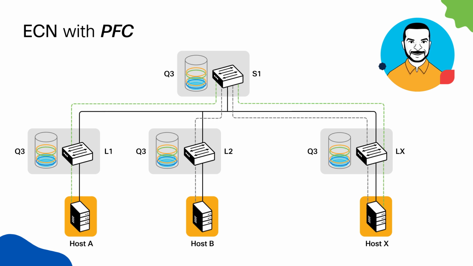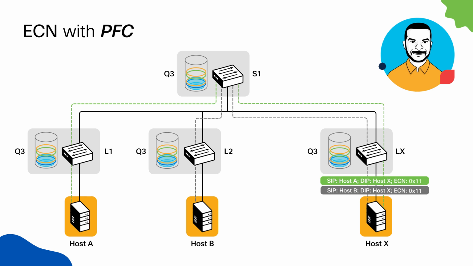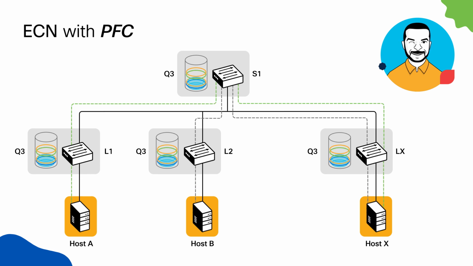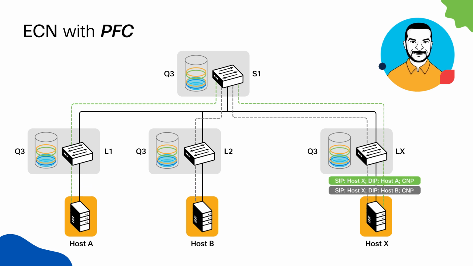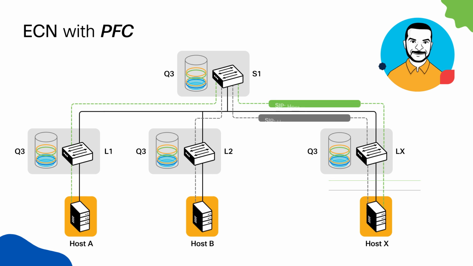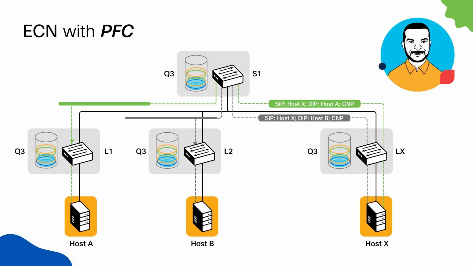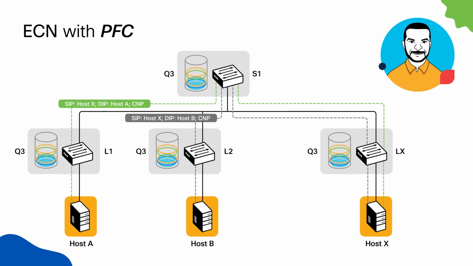Switch number 3 is experiencing congestion here. It's going to start marking packets sent to host X, which means, I'm having congestion. Please be careful. So this is where host X is going to send back to that switch a CNP packet to send it all the way back to host A to notify host A that somebody's experiencing congestion. Please slow down your sending.